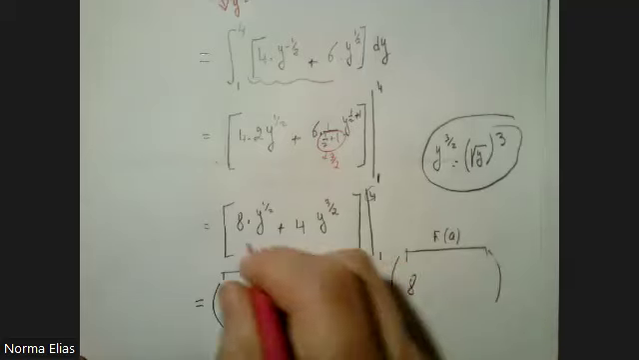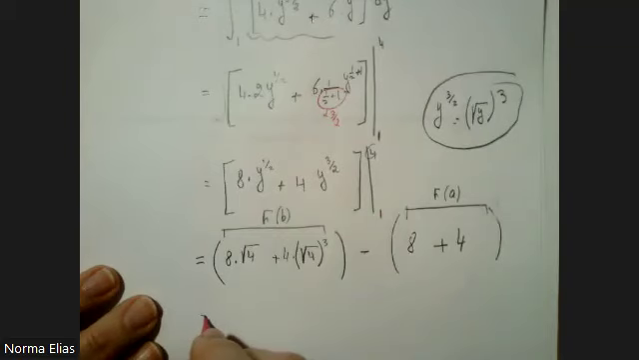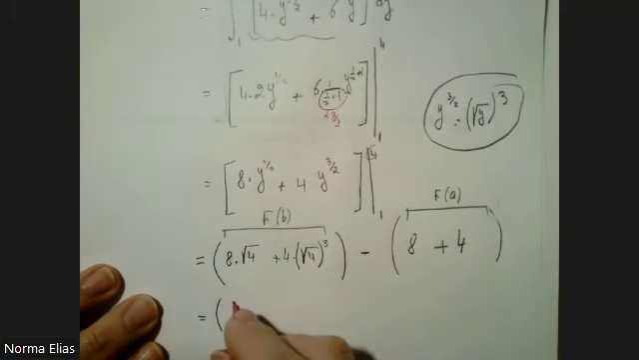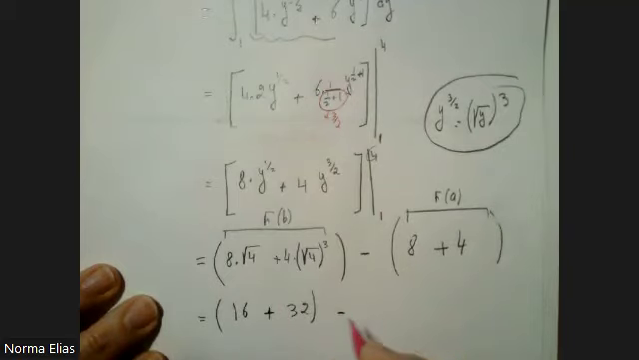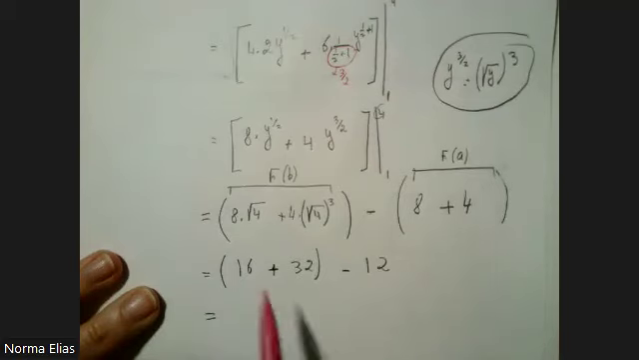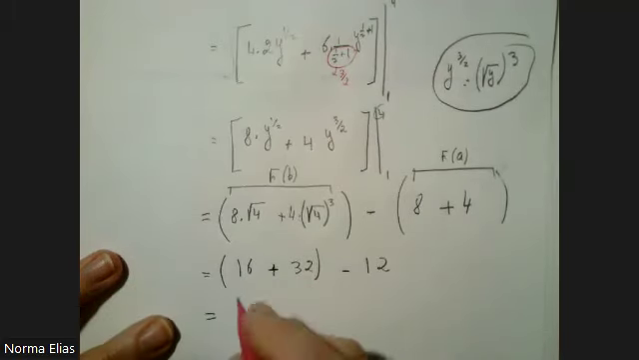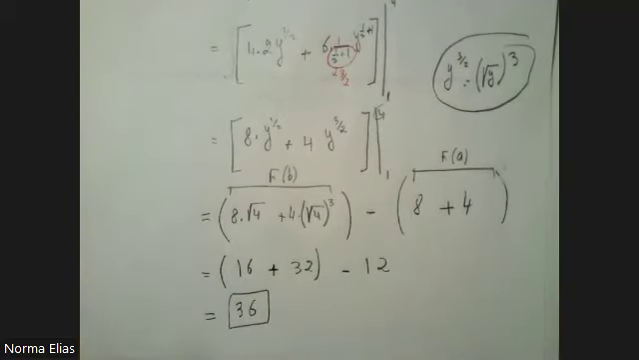The lower is 1. So it's going to give me 8 plus 4. So finally, I will have 16 plus the square root of 4 is 2, to the power 3 is 8, 8 times 4, 32, minus 12. And finally, I will get the following. 16 minus 12 is 4. 4 plus 32 gives me 36. Okay? Any questions about this problem?